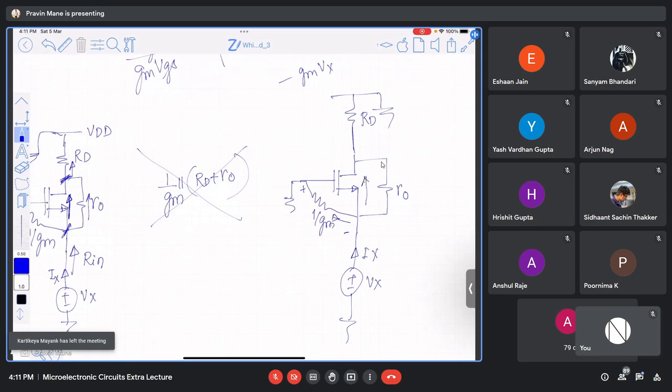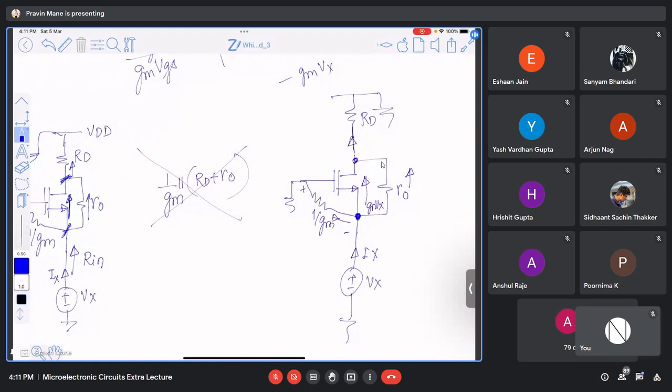I should change the direction, right? Yes, sir. So I should write it now as gmVx. gmVx is this current. What is the voltage at this point? Vx. What is the voltage at this point?